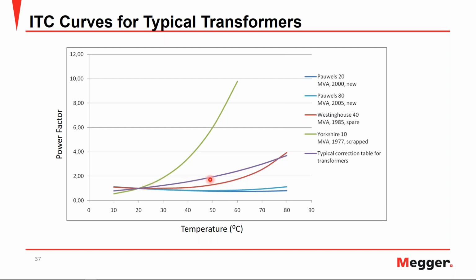Rather than having a temperature correction for all transformers based on some of their nameplate information, the narrowband dielectric frequency response allows for you to choose an ITC, or an individual temperature correction factor, for that specific asset, which really highlights the benefit of the individual temperature correction.